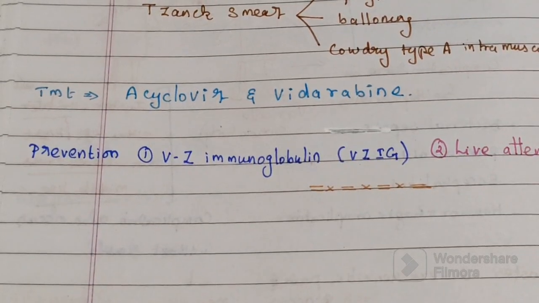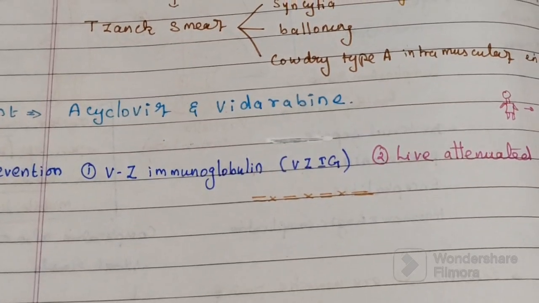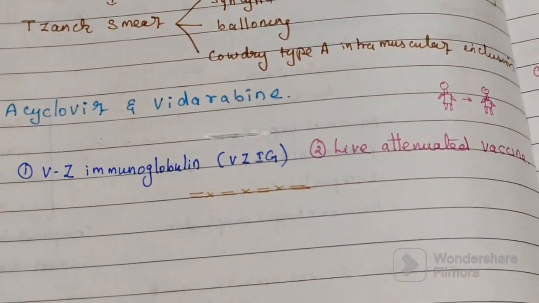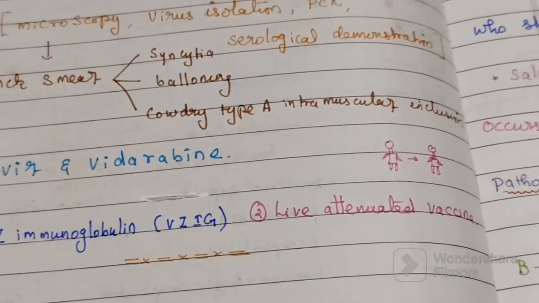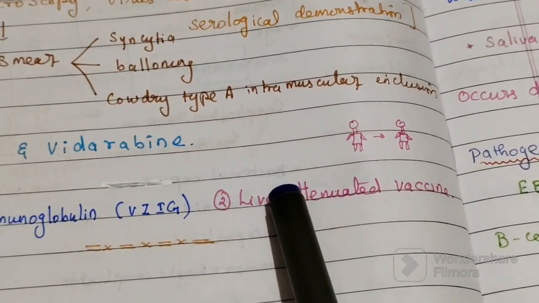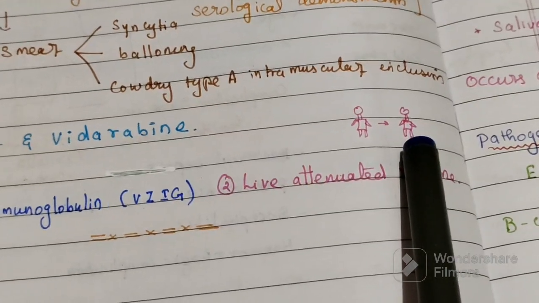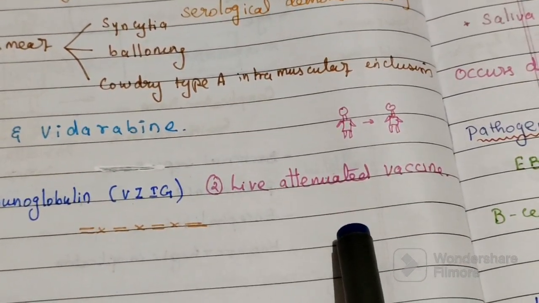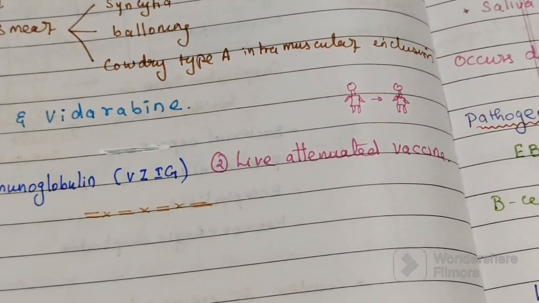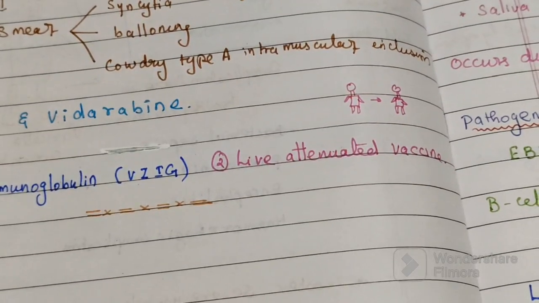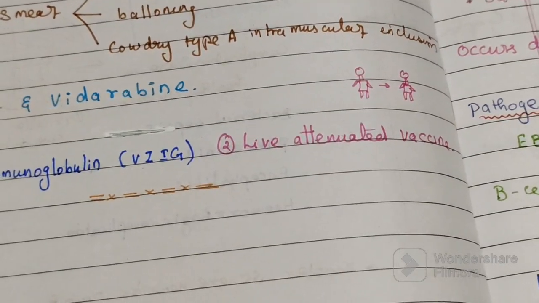Prevention of varicella: two things are available in the market, varicella zoster immunoglobulin and a live attenuated vaccine. Suppose this person has chickenpox, and 2 days before the rash this person contacted another person. In the last 2 days this person was in contact, so he or she spread it. The second person is already exposed, no rashes appear on the body, and he will meet the doctor.